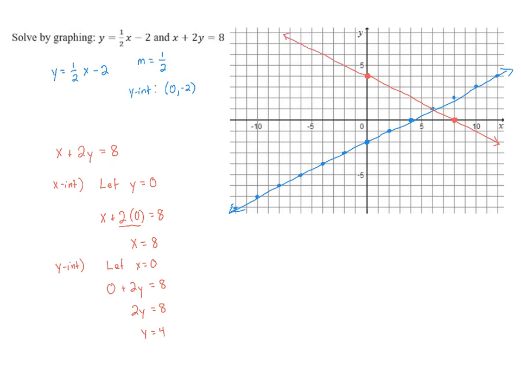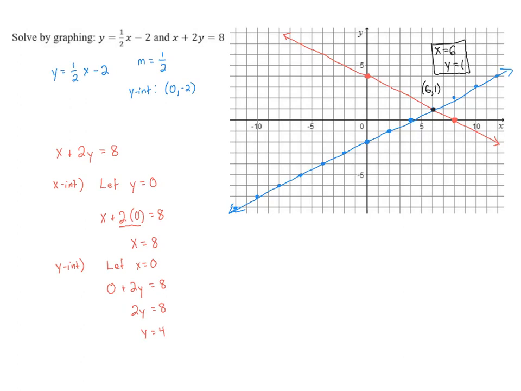Now, since we're looking for the solution to the system of equations, we're looking for the point that's on both of the lines. As I said earlier, mine's not perfect because I'm using an iPad, but hopefully you're using paper and a ruler, and yours is perfect, and you see that they intersect at the point (6, 1). This gives us a solution of x equals 6 and y equals 1.